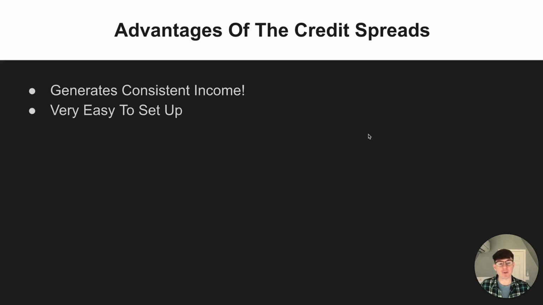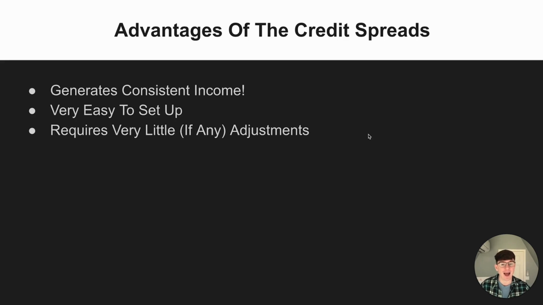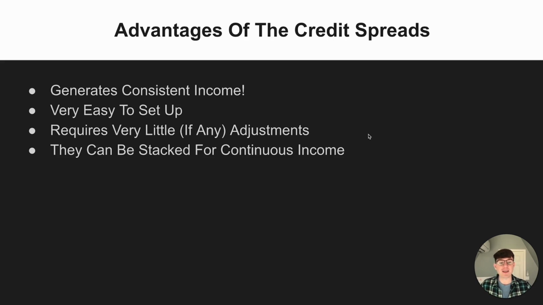It's just two options, and you don't really do anything outside of that, meaning there's very little adjustments. You just put the trade on a weekly basis, depending on your account size, and you just let it go. Now, this can be stacked for continuous income. As I mentioned, if we do it once a week or twice a week, we'll then have a lot of positions open and closing and opening at the same time, creating basically a perpetual income stream.